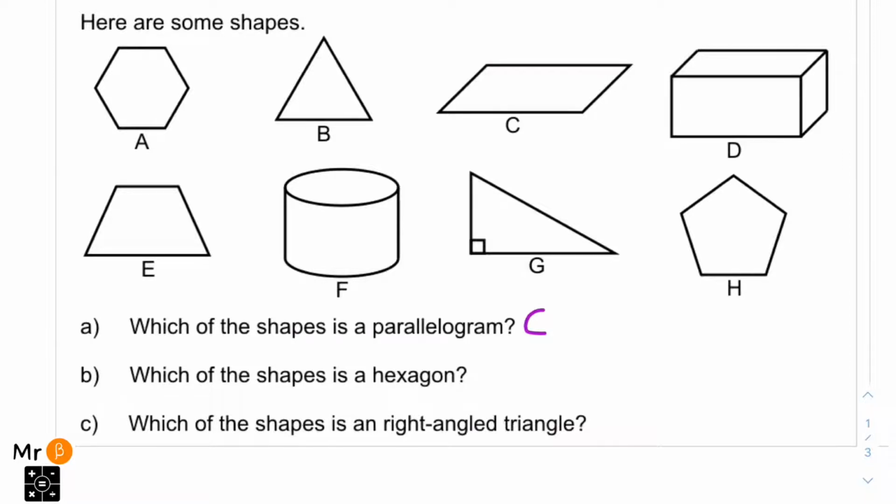Which of these is a hexagon? Well, we know a hexagon has 6 sides, so therefore that must be shape A. Which is this right angle triangle? Shape G.